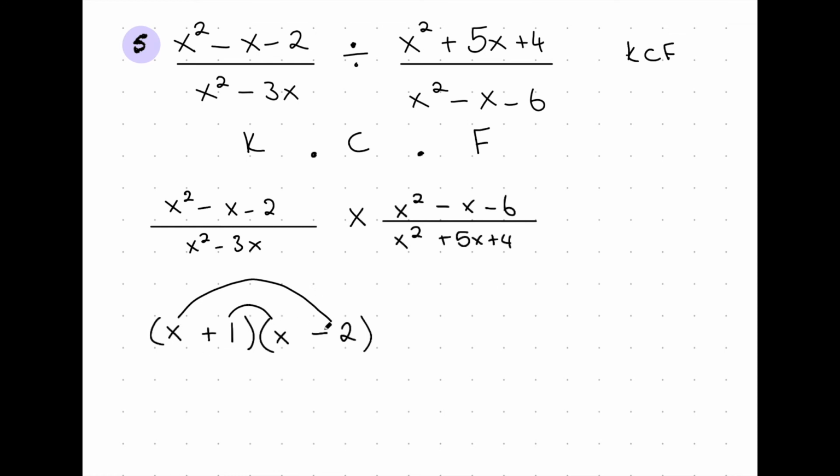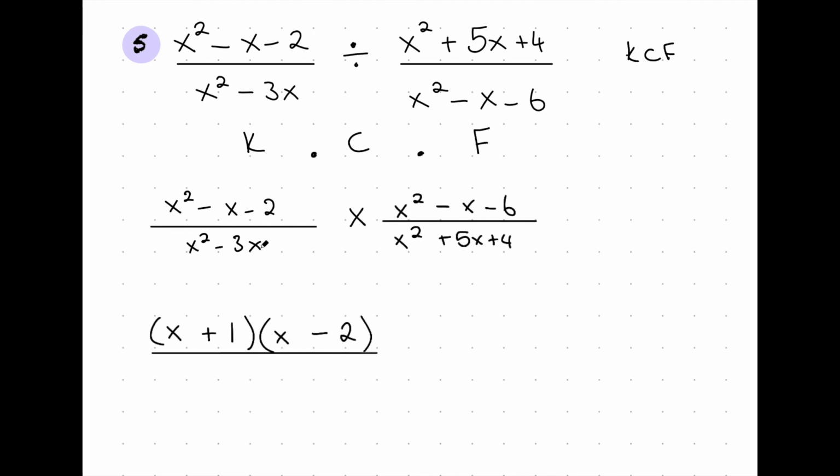So out by out gives me minus 2x. In by in gives me 1x. Adding those two together, I get minus x. So that's something to keep an eye out for. A quick check is to just do out by out, in by in. Does it give me the middle term in the trinomial? If yes, then you've got the right factors.